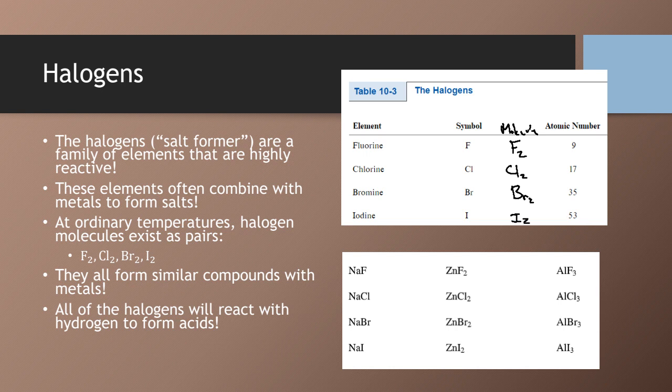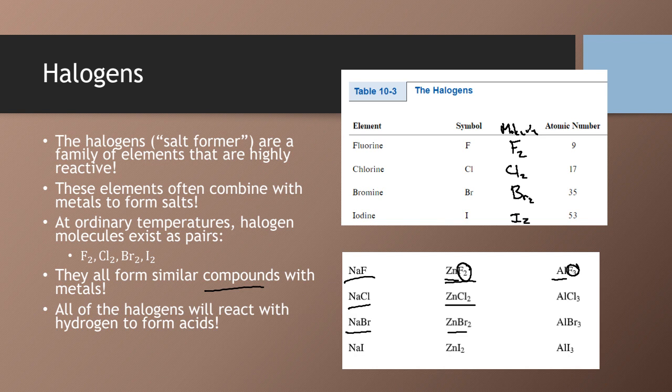And they all form similar compounds with metals: sodium fluoride, sodium chloride, sodium bromide, zinc fluoride. And notice one atom of the metal, two atoms of the halogen. Okay. And so they all form similar compounds with similar structures. Now, all these compounds are different, but the structure is the same.